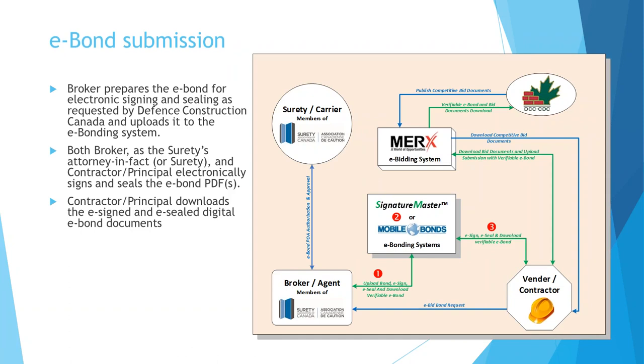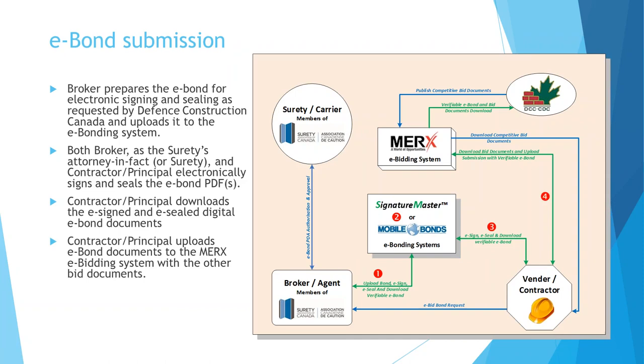When everything is finalized, the contractor will download the documents, which is going to be a digital PDF document of the bond itself. Now that document will be attached together with the rest of the submission documents in a folder until the time that it is uploaded to the MERX system. And when they are ready, they will upload it to the MERX system. Okay. Could you click this?